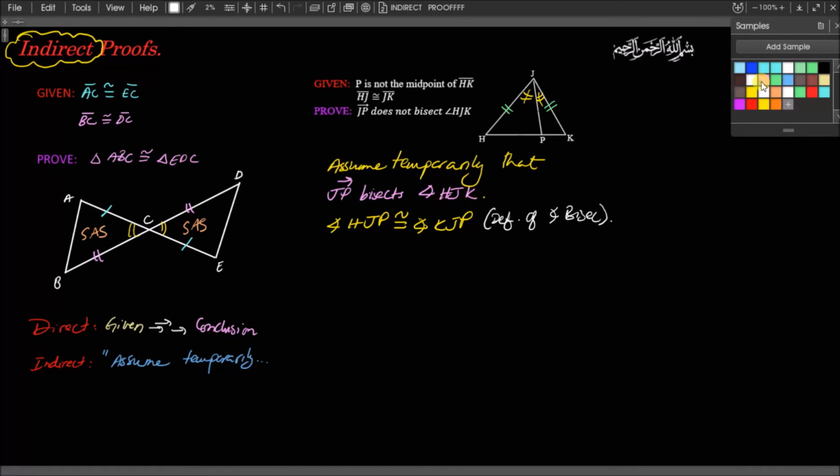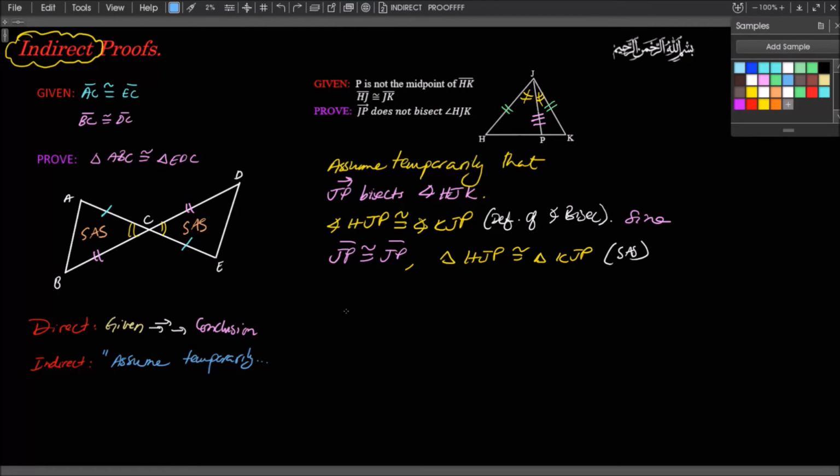Well, where do we go from there? I see some triangles. I'm going to use the reflexive property here: JP is congruent to itself. And I can say these two triangles are congruent: triangle HJP is congruent to triangle KJP. Now, they don't look like it, but that's the point. We're proving that those two triangles are congruent because of side-angle-side, because I have a side, the reflexive property, an angle, and a side on both sides. So those two triangles are congruent.